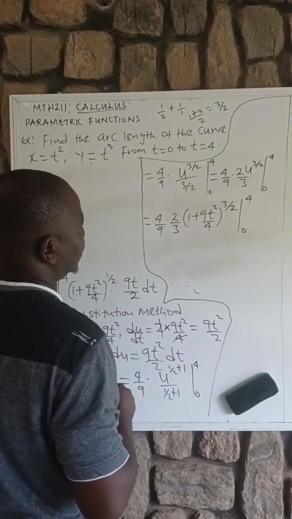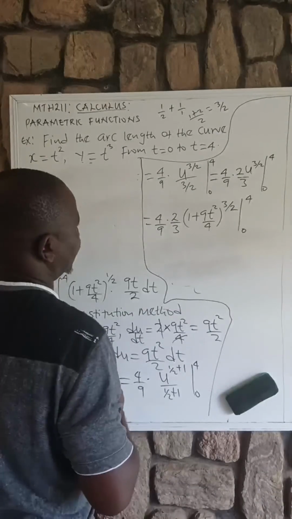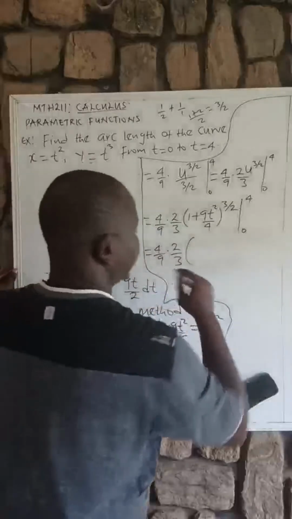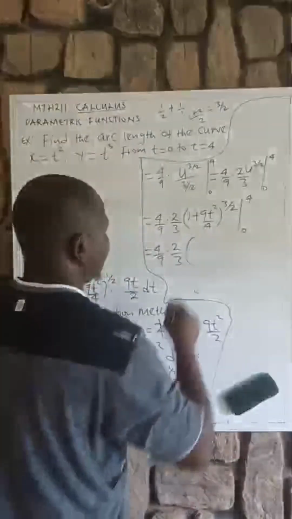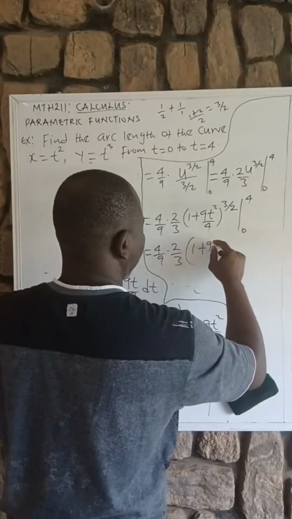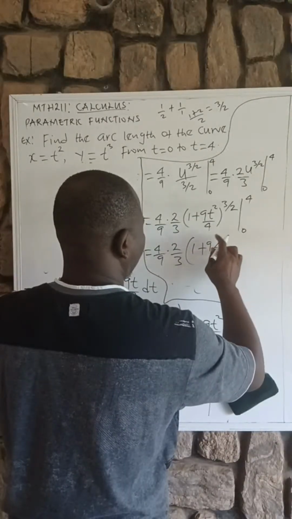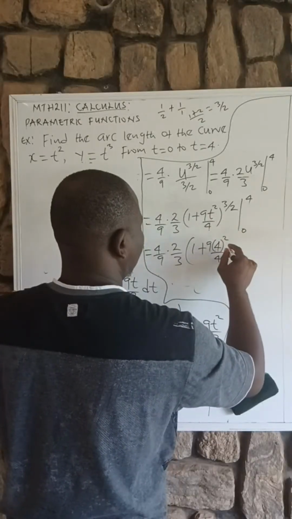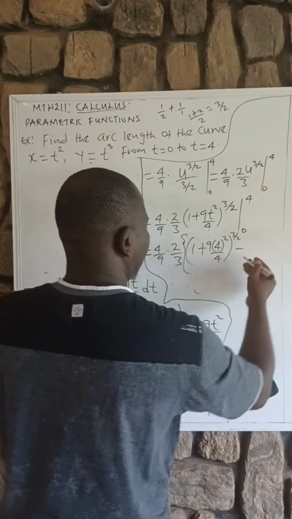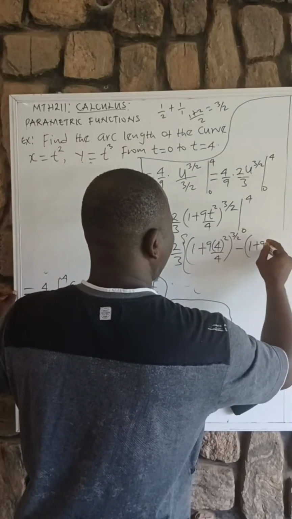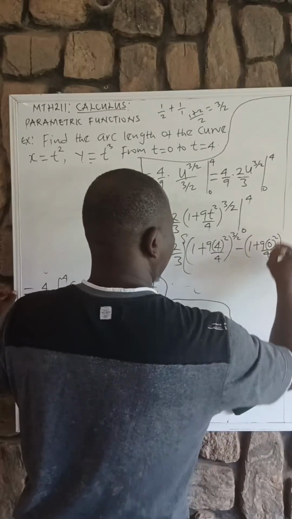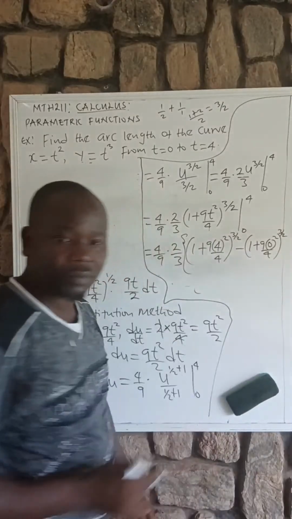Okay. So if that is the case, here is going to be 4 over 9 times 2 over 3 open bracket, sorry about that, that is mathematics for you. 1 plus, anywhere you see t, 9 times 4, right? 4 raised to the power of 2 over 4, close bracket, raised to the power of 3 over 2, then minus the same thing, but let's put this in bracket, 1 plus 9 times 0 raised to the power of 2 over 4, all in bracket, raised to the power of 3 over 2.